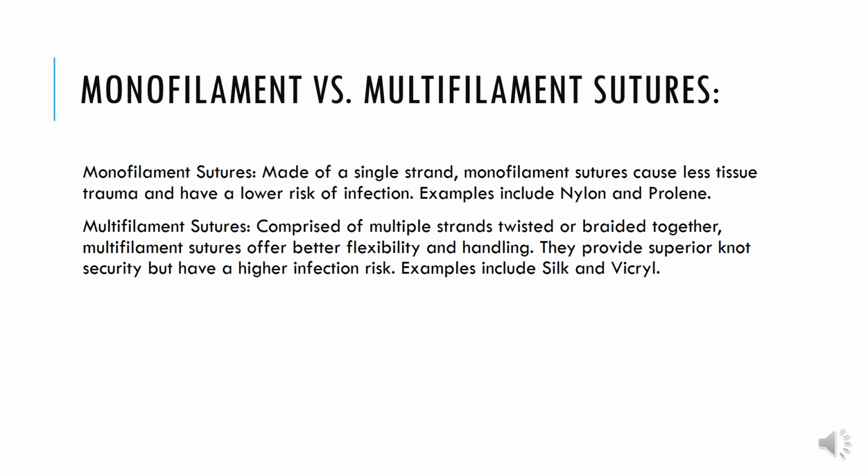Monofilament versus multifilament sutures. Monofilament sutures are made of a single strand. Monofilament sutures cause less tissue trauma and have a lower risk of infection. Examples include nylon and Prolene. Multifilament sutures are comprised of multiple strands twisted or braided together. Multifilament sutures offer better flexibility and handling. They provide superior knot security but have a higher infection risk. Examples include silk and Vicryl.